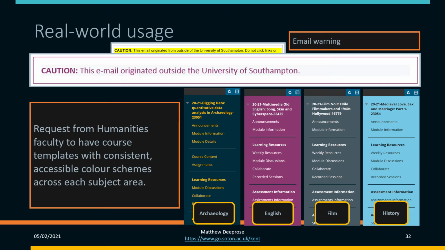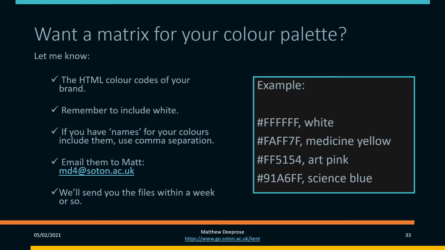Another example is our humanities department, or our faculty of humanities. They wanted to have a new course template, and they wanted a consistent course color scheme for every course within each school within the faculty. So all archaeology courses would look a certain way, or English courses and so on. And you can see those examples there. We showed them the matrix and showed them how to use it so they could come up with choices that suited their purposes, that they liked, but which of course were accessible. And I'm pleased to say that all but one of those were at a AAA level, and only one of them was at the AA level.